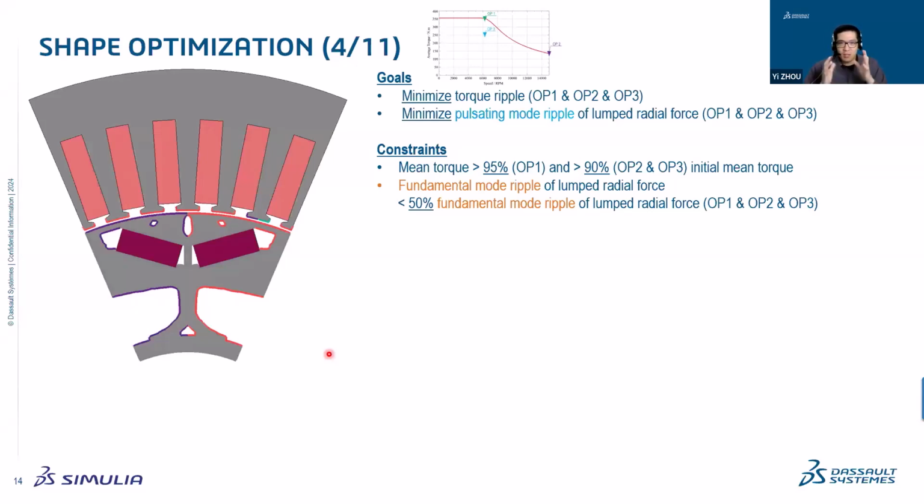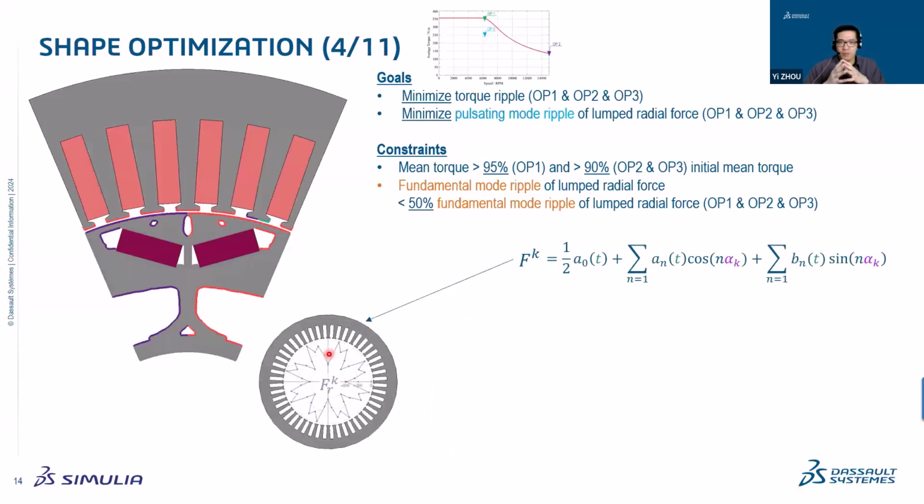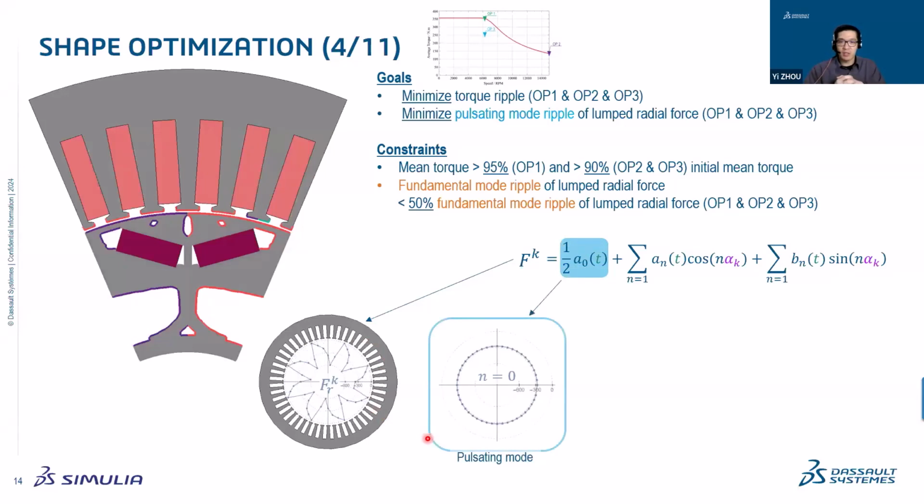So maybe at this time you are a little bit confused about what is positive mode and what is fundamental mode. It all comes from the two-dimensional Fourier transform of the lumped forces. So we expand the lumped forces in two dimensions. One is time, one is space. That means at different times, in different space or position, you have different lumped forces. So this is how this spectrum looks like. And then if we come back to this formula, we can see that the positive mode is actually the DC value from this Fourier transform. That means it is position independent, so it's only time dependent.